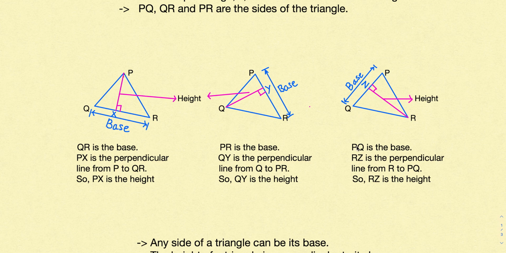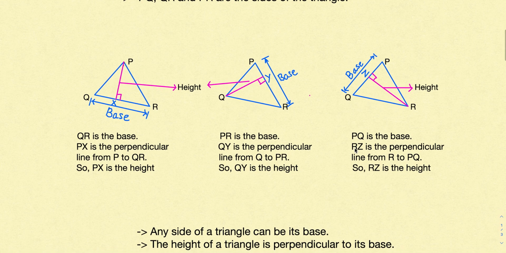So for a triangle, it's completely up to you. You can take any side of the triangle as the base. So for example, all the three sides have been taken separately as a base. For this one QR, for this one PR, and for this one PQ. Now once the base has been decided, like for example in this one we have taken QR as our base, the height also gets fixed.